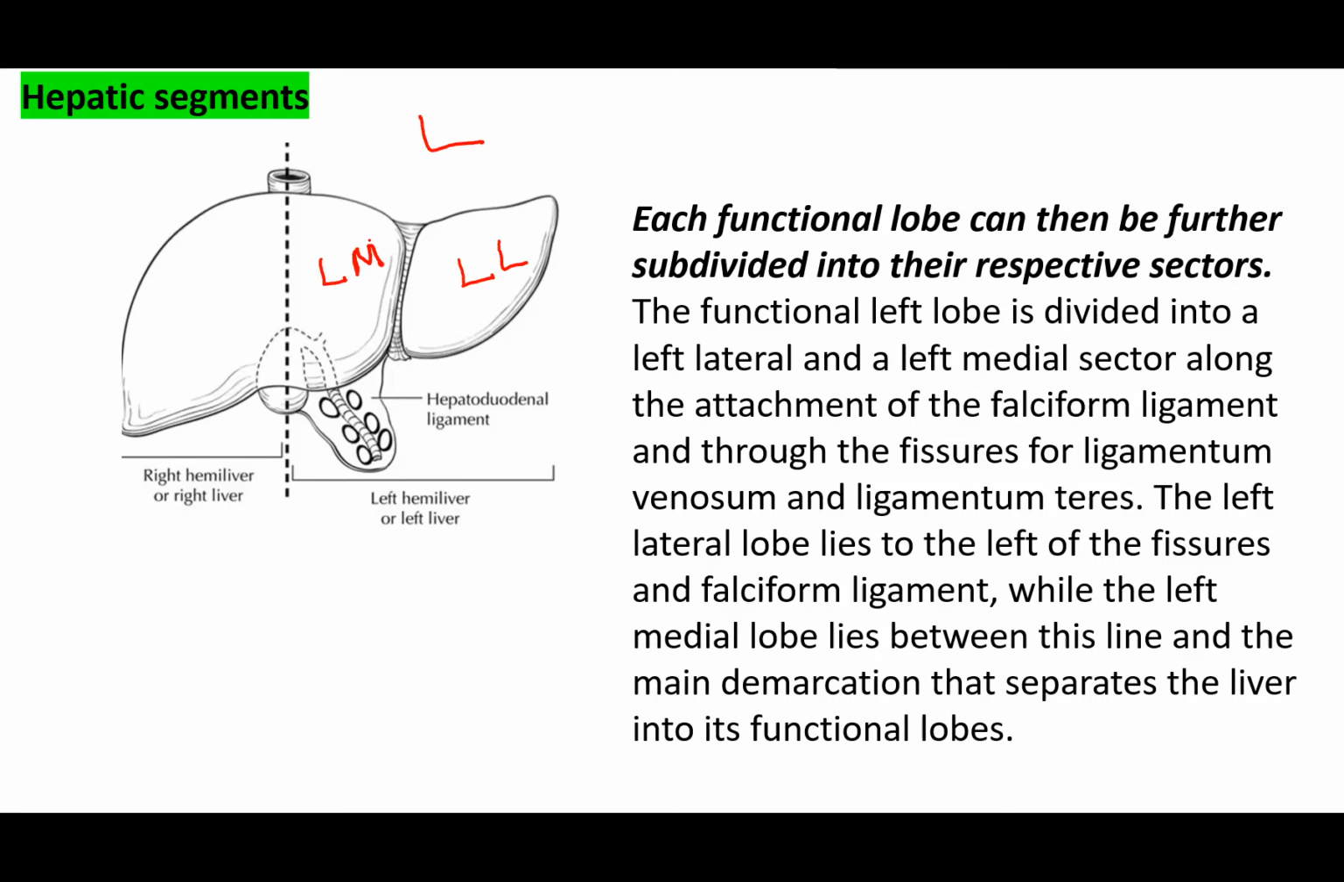The left lateral lobe lies to the left of the fissure of the falciform ligament, which we just described, while the left medial lobe lies between this line, okay, and the main demarcation that separates the liver into the functional lobes. So you can see how the left lobe is divided. Okay, we already mentioned this in the previous slide.